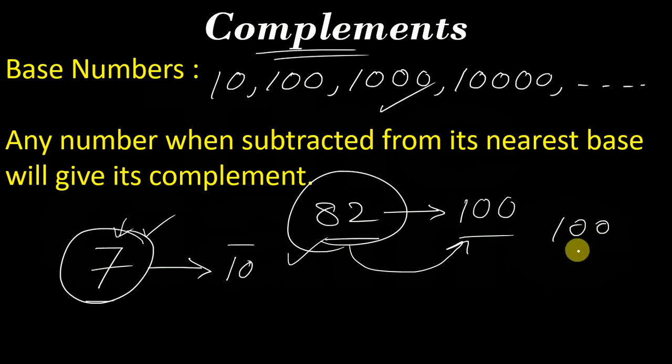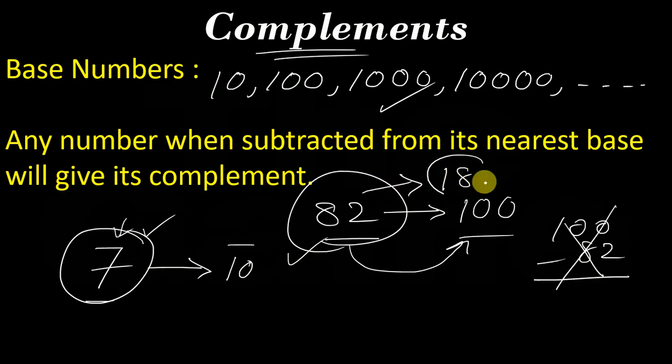100 minus 82. We will not be using this method for subtraction. We will be using the Nicola method. By use of the Nicola method, I can tell you that the complement of 82 is 18. What will be the complement of 7? It will be 3. Okay, I hope that you understood the concept of complement, the meaning of complement.